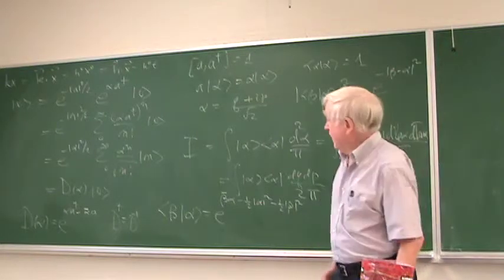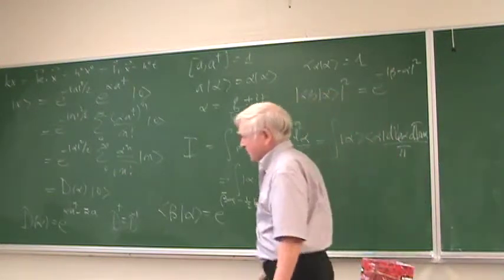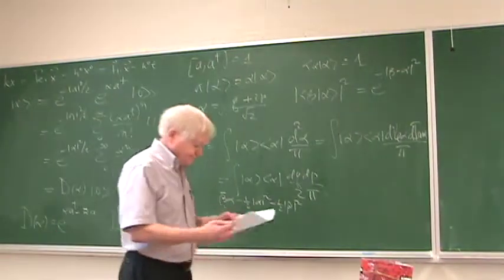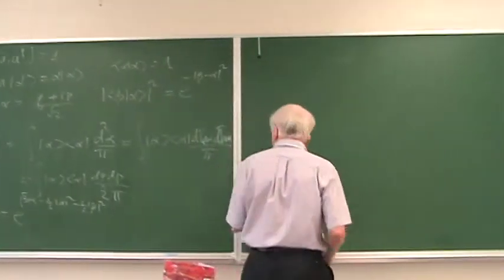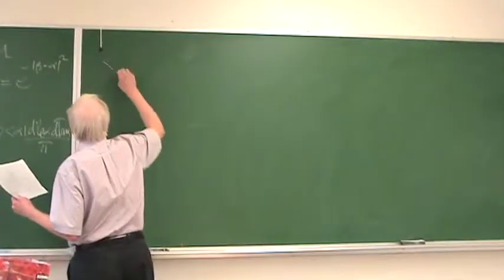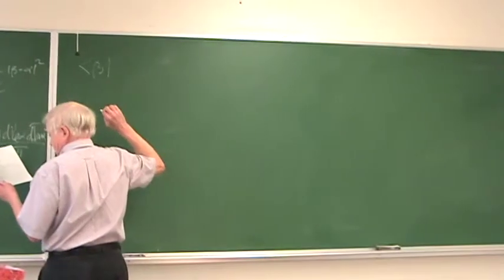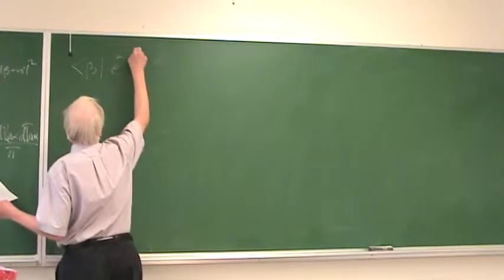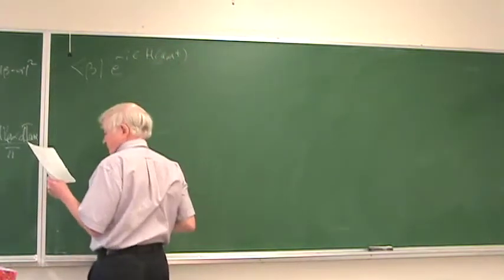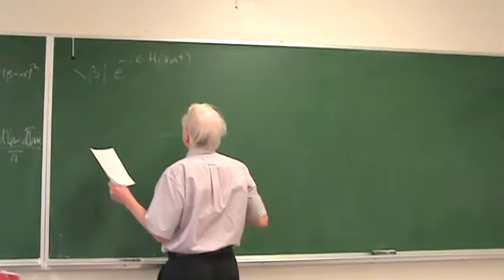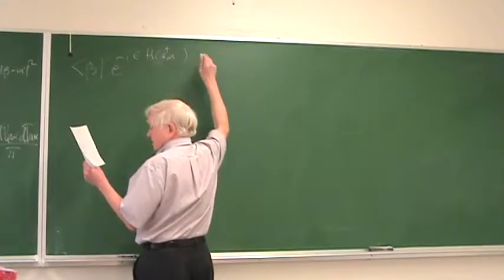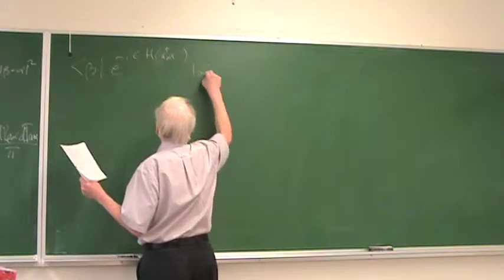Okay. So now I thought we'd use these coherent states to do some path integrals. And let's stay with one mode for the moment. So we have here beta e to the minus i epsilon H of a and a dagger, or I wrote it as a dagger a in the notes. These notes are online.